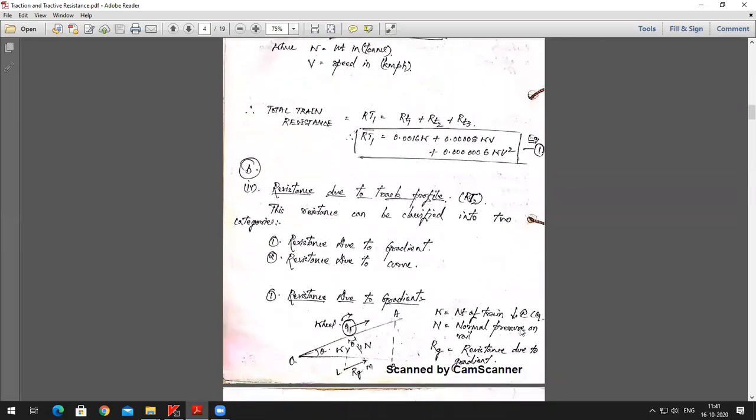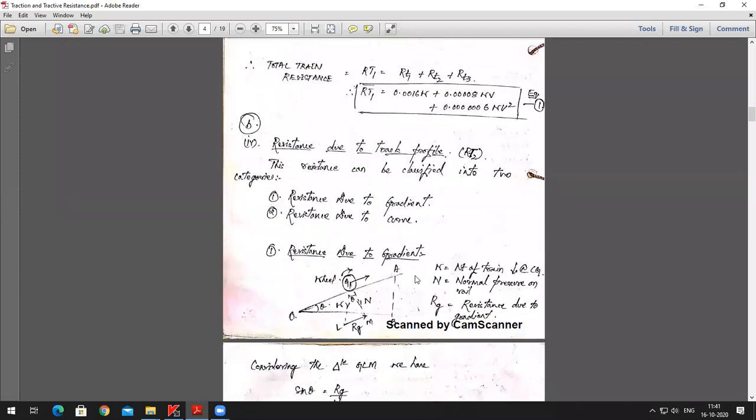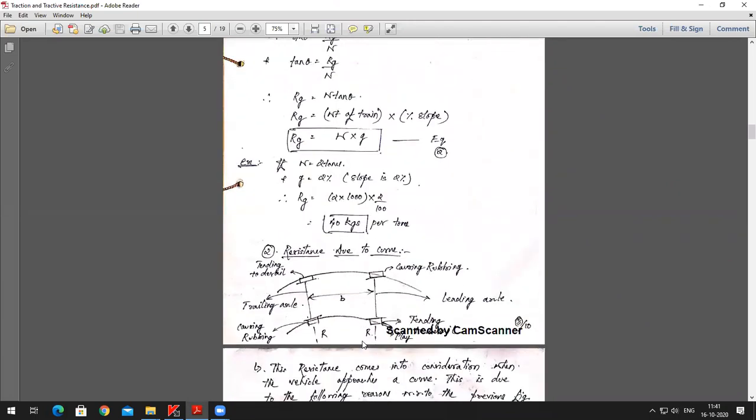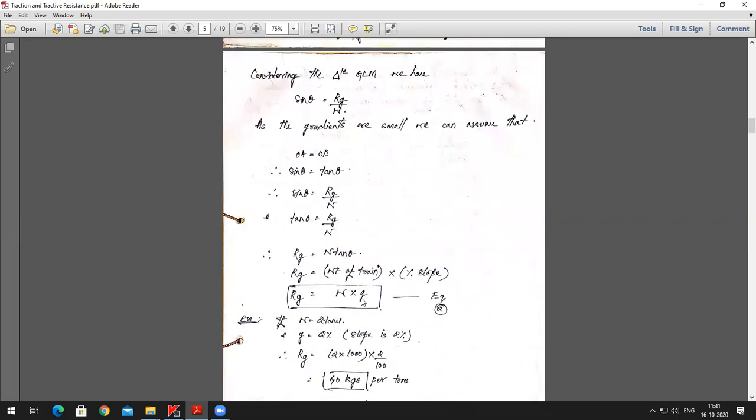Then we discussed resistance due to track profile, that is R capital T2, which depends upon the resistance due to gradient and resistance due to curve. So resistance due to gradient Rg is the product of W and small g, where this g should not be mistaken for the acceleration due to gravity. It is weight multiplied by the gradient or slope that we have provided. That is what it is for resistance due to gradient.